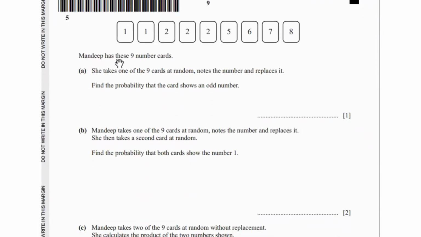Question 5 says Mandeep has these 9 number cards. She takes one of the 9 cards at random, notes the number, and replaces it. Find the probability that the card shows an odd number. So if we look at the cards, we have 1, 2, 3, 4 odd numbers. So it's going to be 4 out of 9.